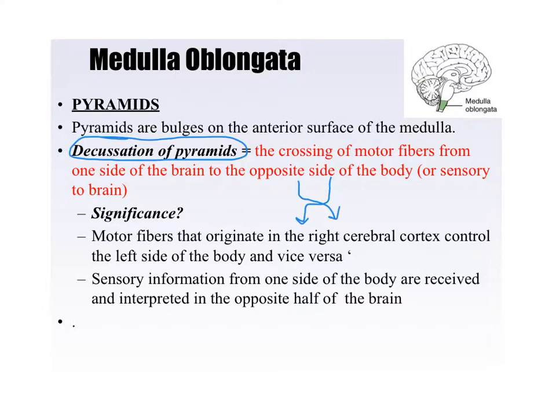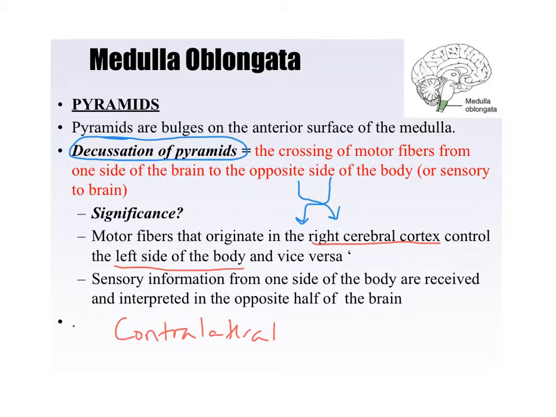And this basically says what I just said. So if they originate in the right cerebral cortex, it's going to go to the left side of the body. It's going to control the left side. Same thing with sensory information. So if it's sensory information that's occurring on the left side of your body, it's going to end up on the right side of your brain. And remember, that's called contralateral, which basically means it's the opposite side of the brain that controls. The left side of the brain controls the right side of the body.